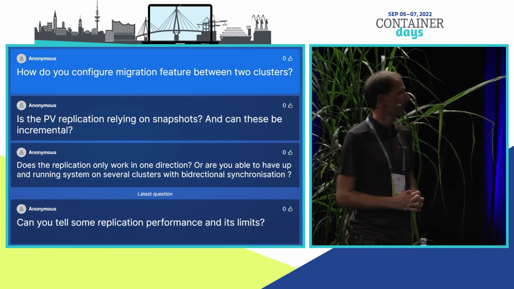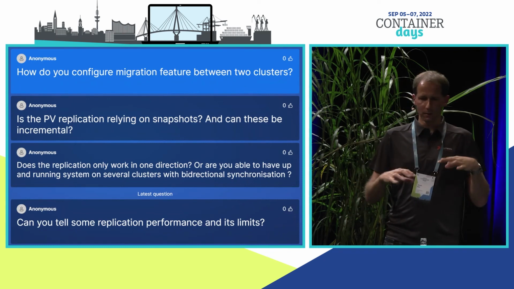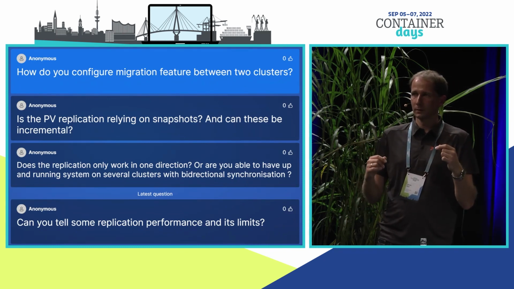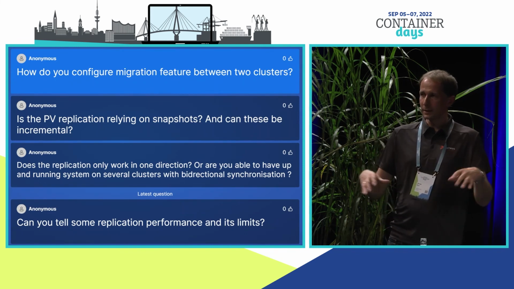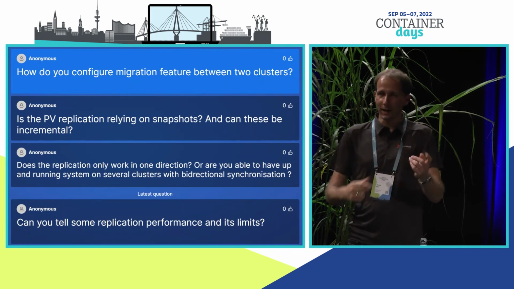How do you configure migration features between two clusters? So this, I think, was already answered. Sorry, or is there a more specific question? Maybe I did not get this. So it's the cluster pair definition. Does anyone want to out themselves as the question asker? No one. Maybe the question was asked before I showed how this works, yeah.